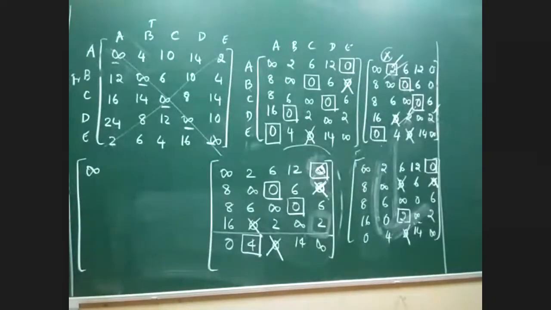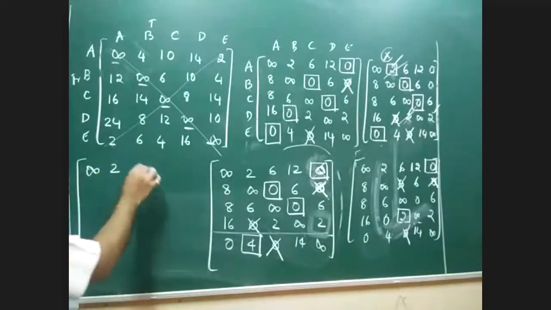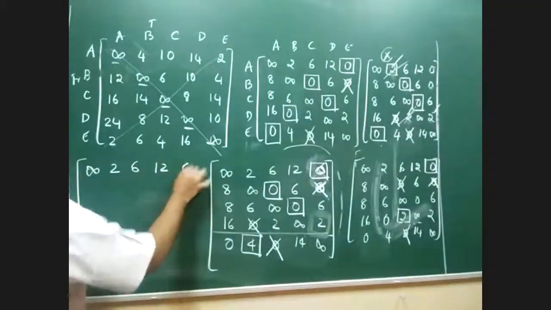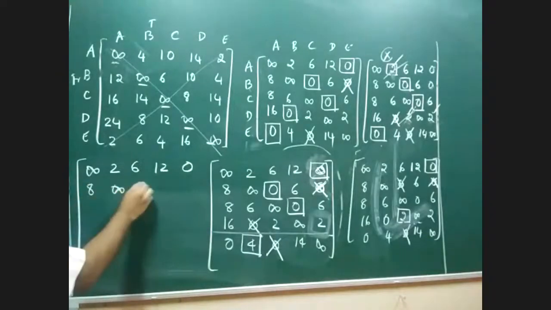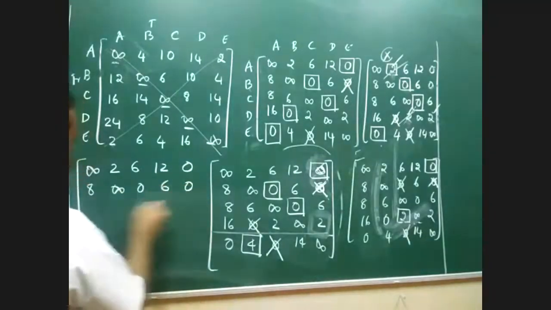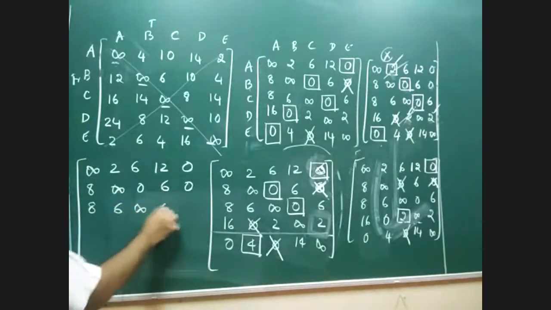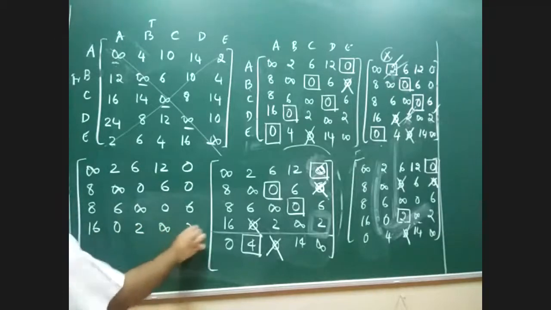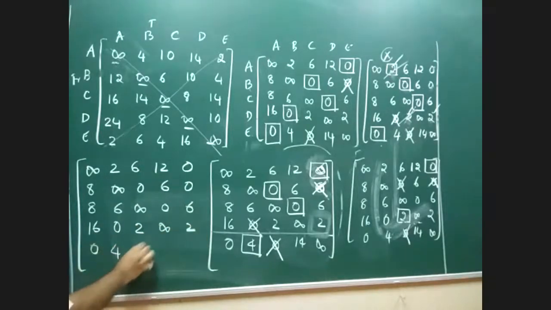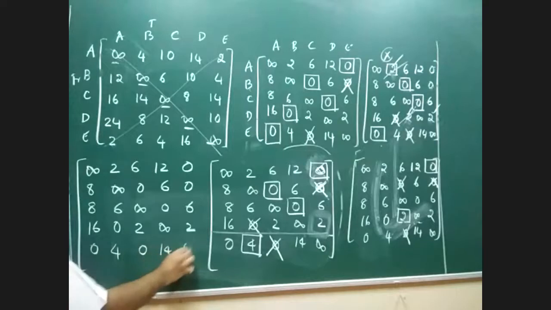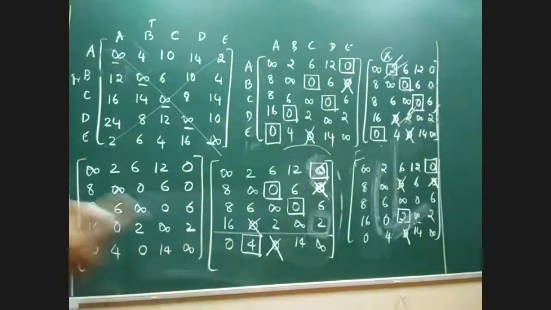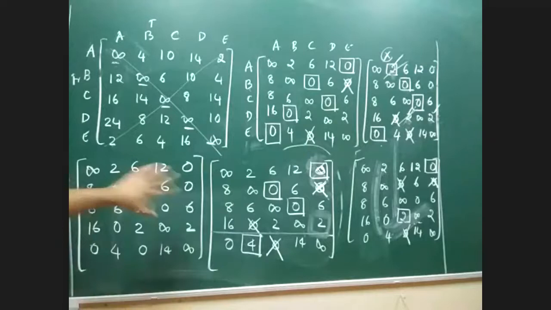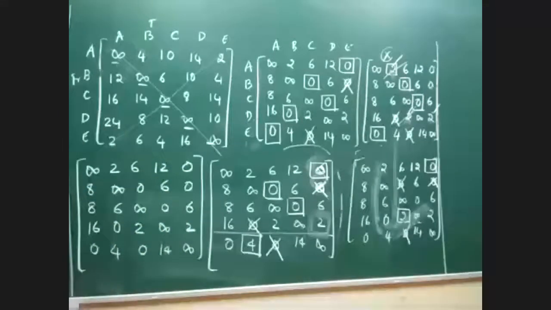No problem. Okay. So infinity, 6, 12, 0; 8, infinity, 0, 6; 0 again, 8, 6, infinity, 0; 6, 16, 0, 2, infinity; 2 and this is 0, 4, 0 and 14 and infinity. Can you please tell me which 6 you have got the answer with? First one, sir. Let's not keep trying infinite times here. The first row, 6, sir.